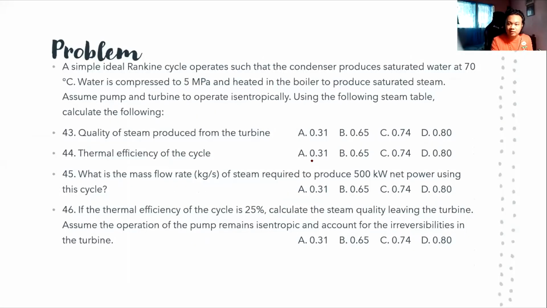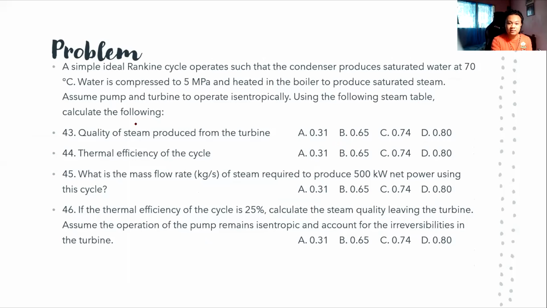Okay, so we're given here a simple ideal Rankine cycle that operates such that the condenser produces saturated water at 70 degrees Celsius. So water is compressed to 5 MPa and heated in the boiler to produce saturated steam. So assume pump and turbine to operate isentropically, and then we have to use the following steam table. It's in the next page. You have to calculate the following.